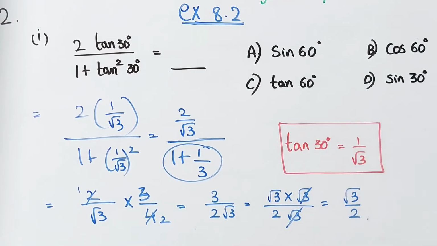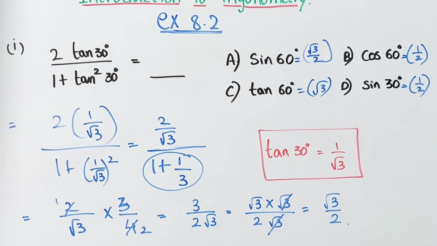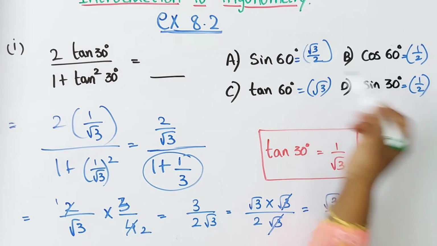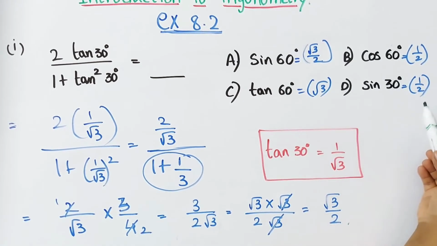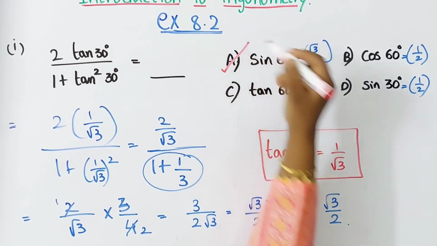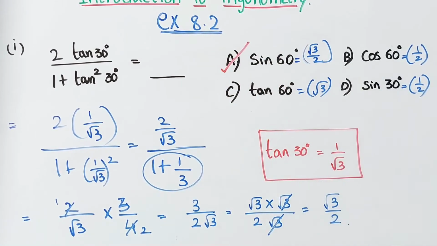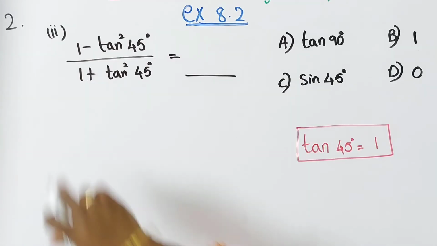Now we'll check the options here. Check options, children. Sin 60 equals root 3 by 2. Cos 60 equals 1 by 2. Tan 60 equals root 3. And sin 30 equals 1 by 2. Our answer is root 3 by 2. So which one is correct? Option A, sin 60, root 3 by 2. This is the correct answer.